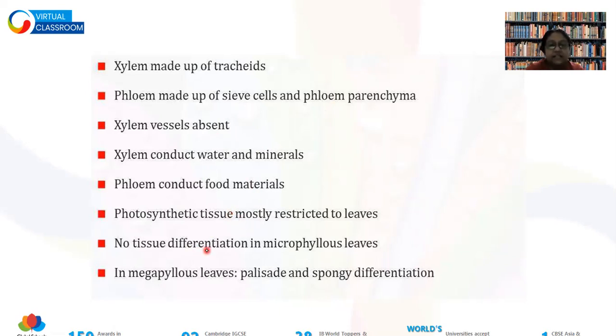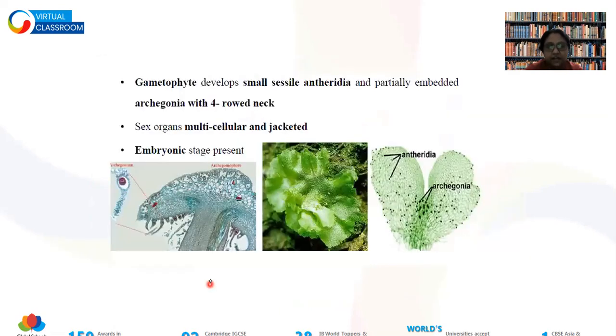The thing is that if you talk about microphyllous leaf, there is no tissue differentiation, but in megaphyllous leaf, tissue differentiation is quite prominent. If you take a cross section, you can see various types of cells are present in megaphyllous leaf.